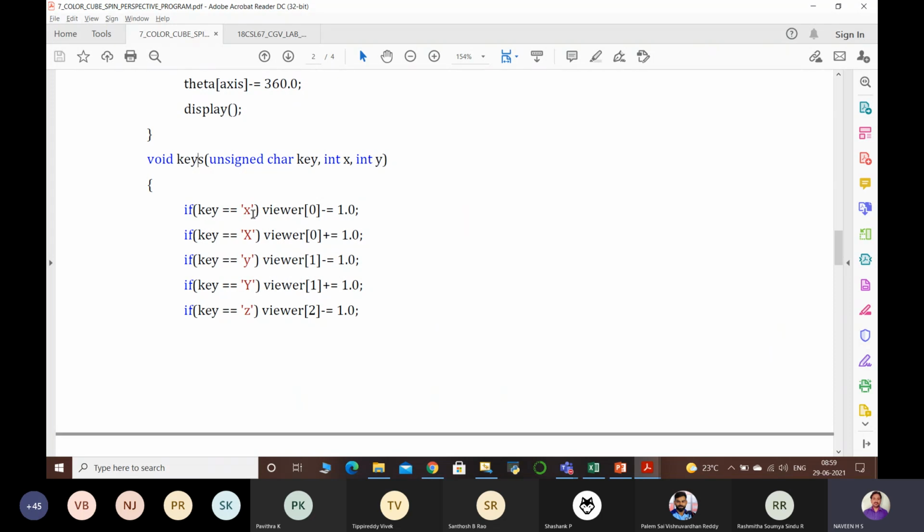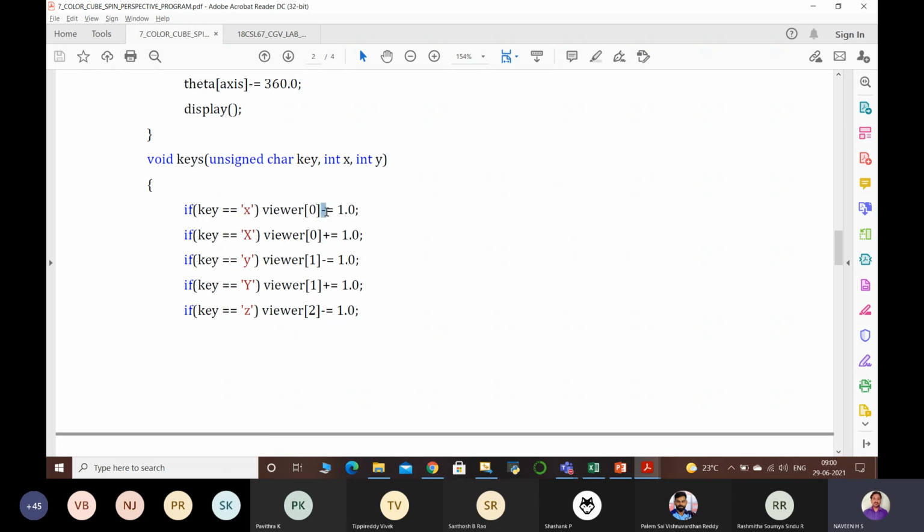Here, if key is equal to small letter x, viewer of 0, that means with respect to the x axis it is going in negative values, the minus symbol is there. Similarly, capital letter X means it will come back to the original position. So zoom in, zoom out takes place with respect to the x, y, z axes. Same thing, small letter x, capital letter X.